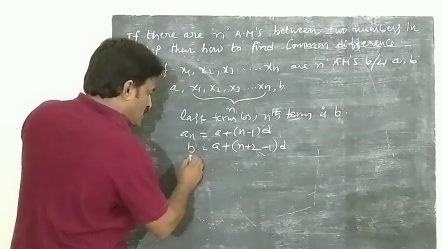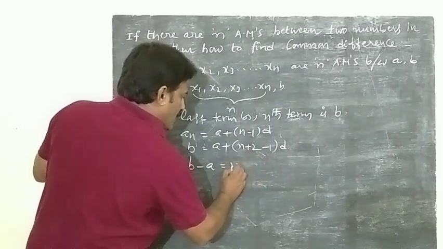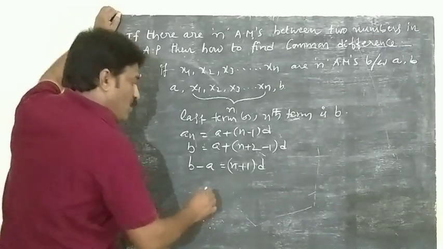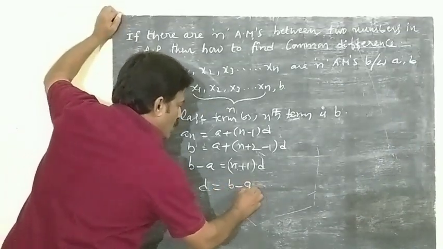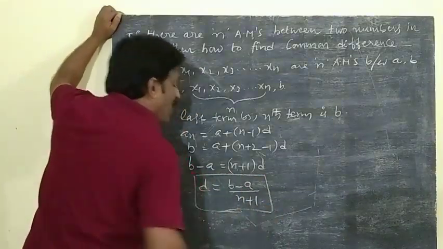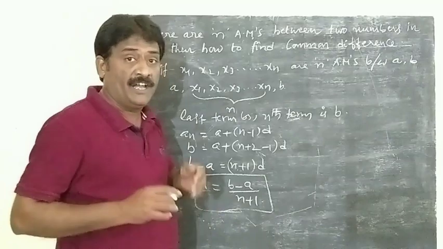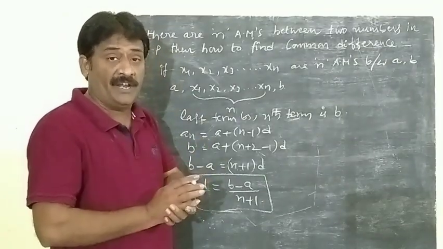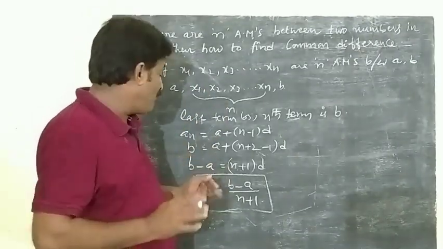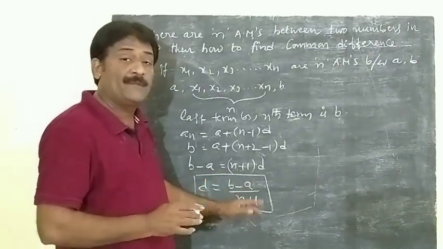Then bring a to this side: B minus A is equal to n plus 2 minus 1, n plus 1 into d. Now make d the subject. Then we get d is equal to B minus A by n plus 1. It is the formula to find the common difference, in which case if there are n arithmetic means between the given two numbers, then this is the formula to calculate the common difference. d is equal to B minus A by n plus 1. Clear?